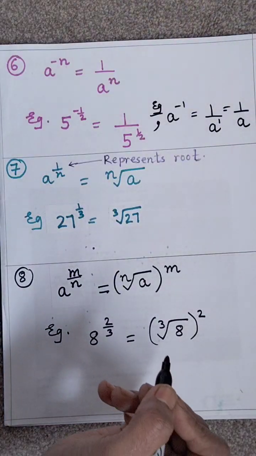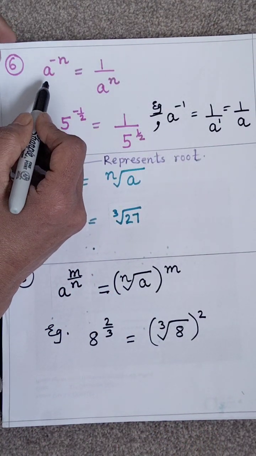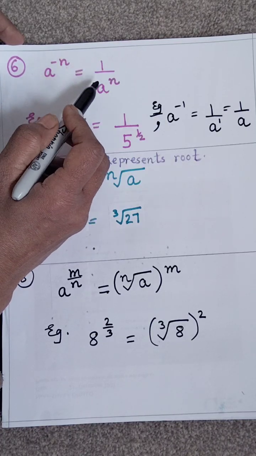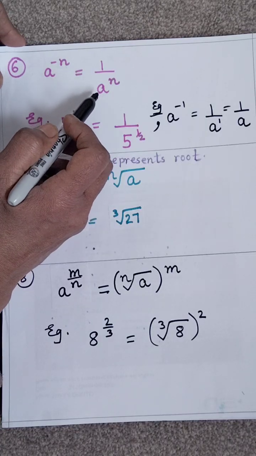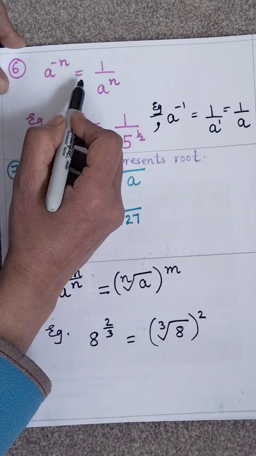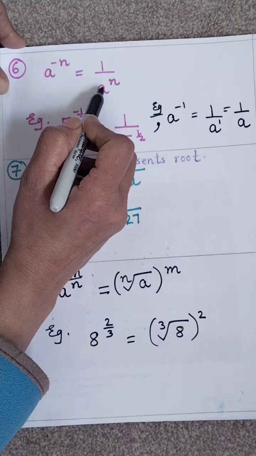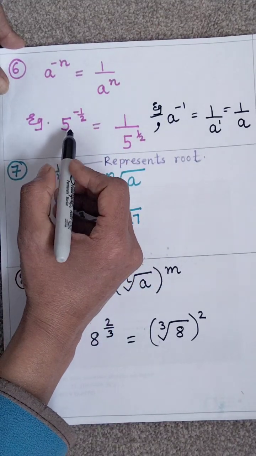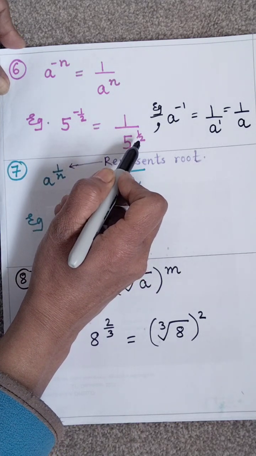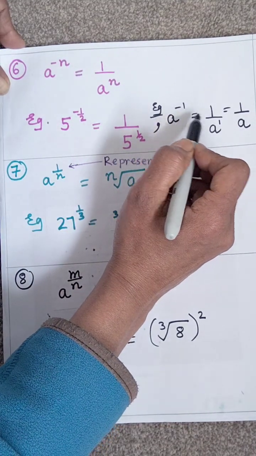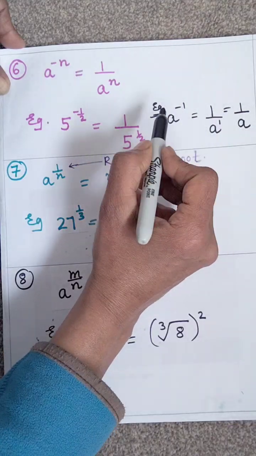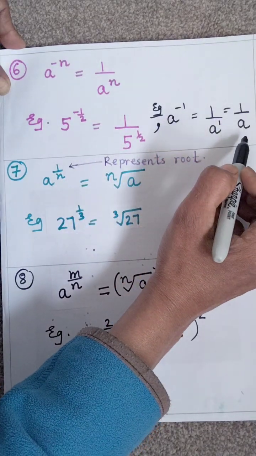Now the sixth law. A raised to minus n. When the index is negative, we just flip over and make it positive. It is equal to 1 over a raised to n, or we can say the reciprocal. So a raised to minus n is equal to 1 over a raised to n. Example, 5 raised to minus half is equal to 1 over 5 raised to half. A raised to minus 1 is equal to 1 over a raised to 1, and a raised to 1 is a, so it is equal to 1 over a.